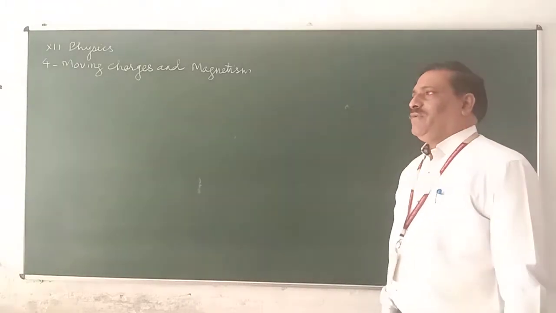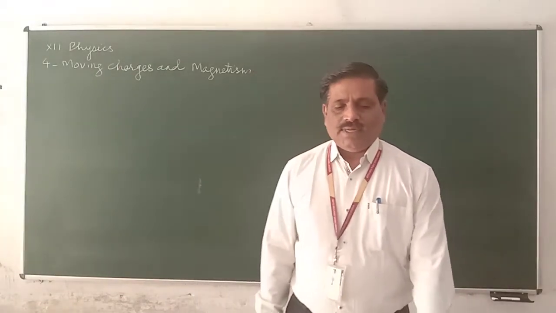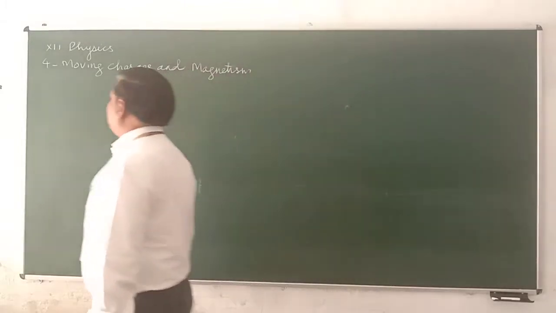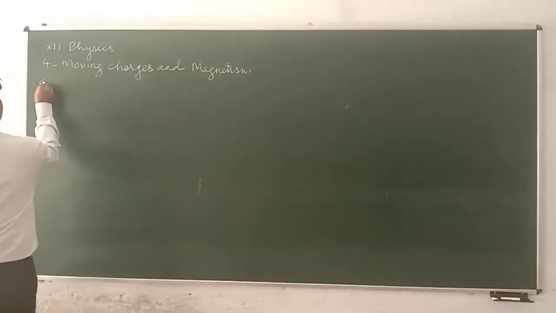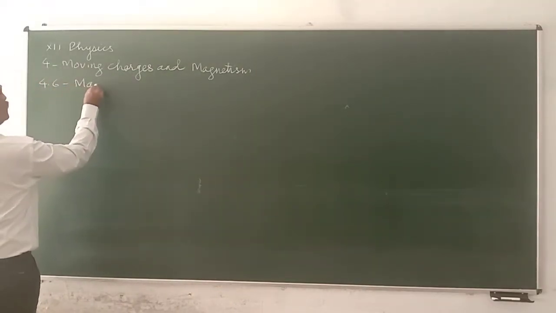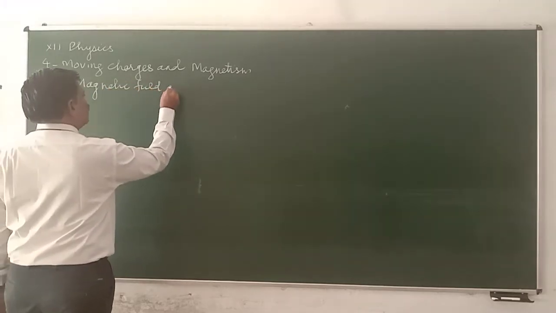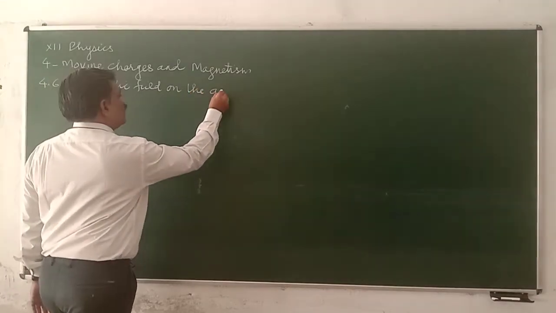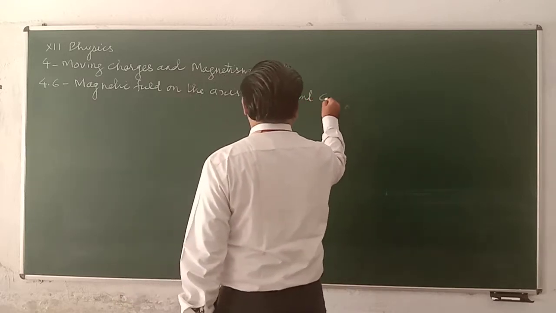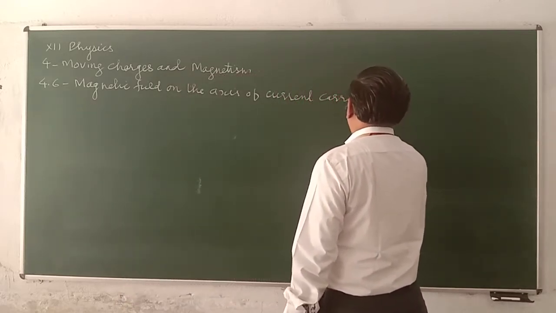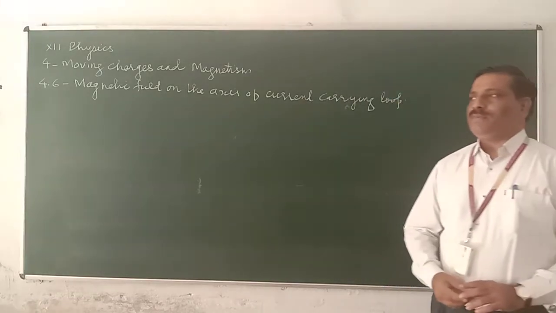Next, we discuss Biot and Savart law. Now we are extending Biot and Savart law to the next topic, that is the magnetic field on the axis. It is point number 4.6, magnetic field on the axis of a current carrying loop.